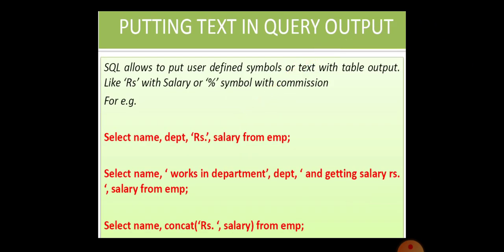How to put text in a query output. SQL allows to put user-defined symbols or text with the table output, like RS with the salary or percentage symbol with commission. For example, select name, department, RS dot, salary from employee.